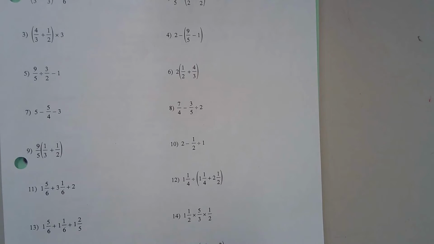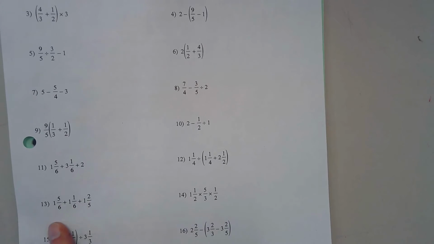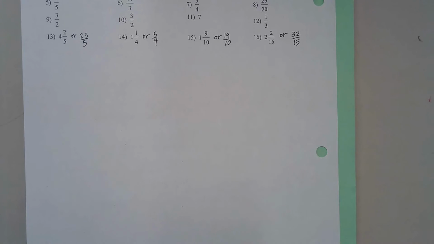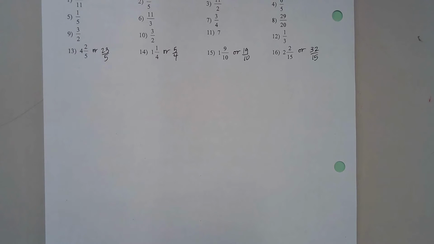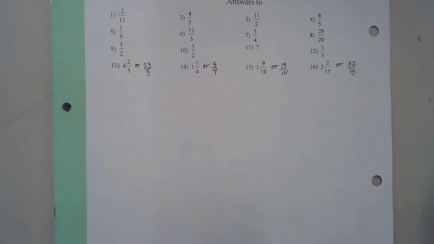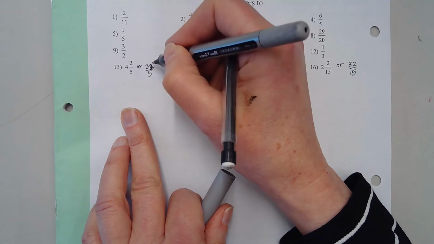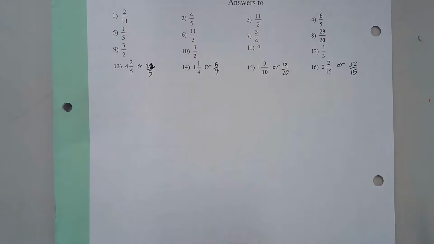I've been having, sorry, Cliff, this one, number 13? Number 13, I kept getting 22 over 5, and then it got 23 over 5. Oh no, it should be 22, right? 20 plus, yeah, it should be 22. 4 and 2/5 is correct though. Yeah. Okay.